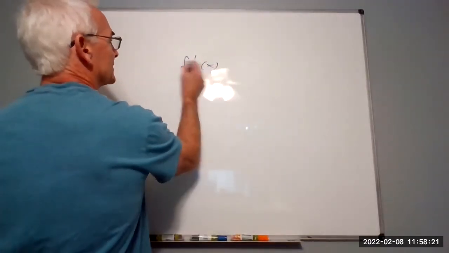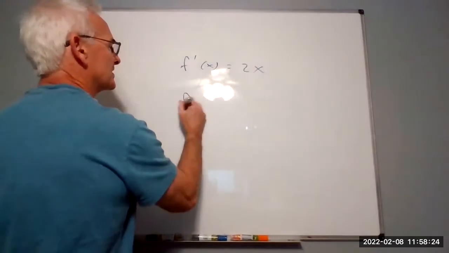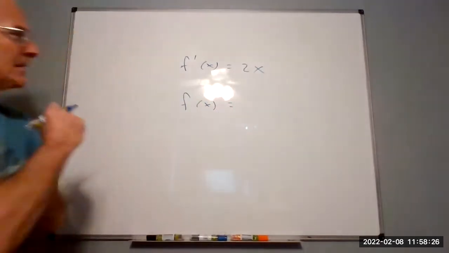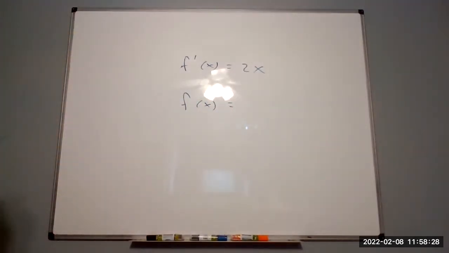f prime of x equals 2x. What is f of x? Anybody? What is f of x? I'm telling you the derivative of a function is 2x. f of x is x squared.